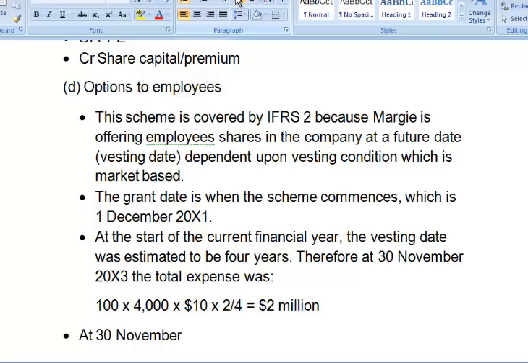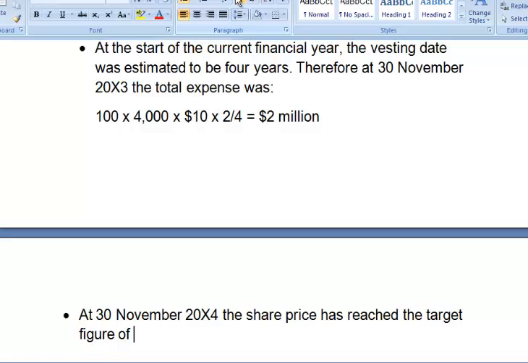At the 30th of November 20x4, the share price has reached the target figure of $15, and so the vesting period is only 3 years. Because what was our vesting condition? It was to get to $15 in either 3 years, 4 years, or 5 years. Well, we thought it was going to be 4 years, so we always base things on our probable expectations, but sometimes our expectations are wrong.